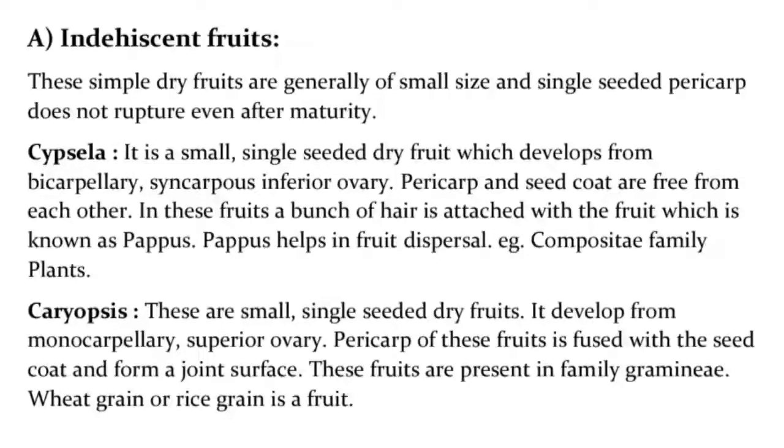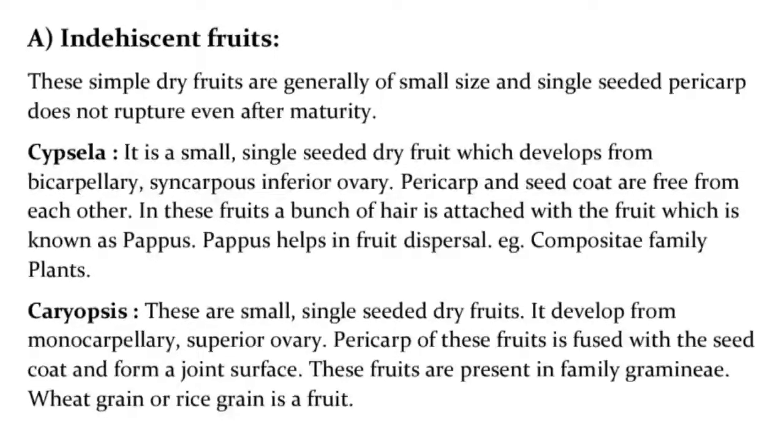The pericarp does not rupture even after maturity. Cypsela: it is a small, single-seeded dry fruit which develops from a bicarpellary, syncarpous inferior ovary. Pericarp and seed coat are free from each other. In these fruits a bunch of hair is attached to the fruit, which is known as pappus. Pappus helps in fruit dispersal, e.g.